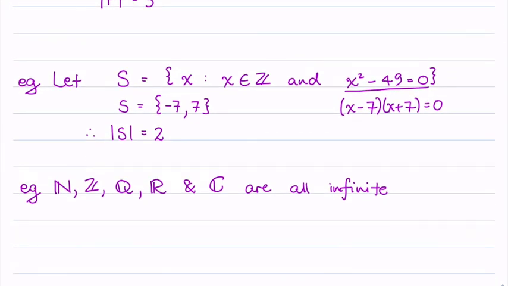Unsurprisingly, most of the number systems that we work with, so our natural numbers, integers, rational numbers, real numbers, and the complex numbers, are all infinite sets. And as I said, you could go and do a little bit more reading about different kinds of infinities, but for our purposes we just say they're all infinite.